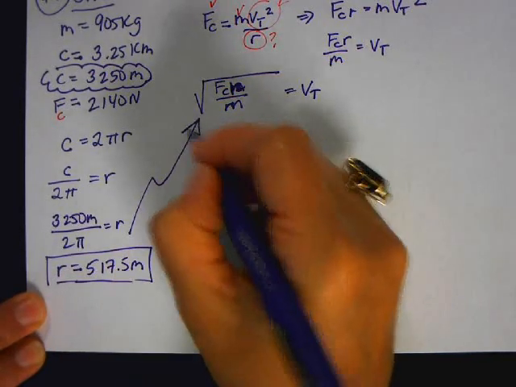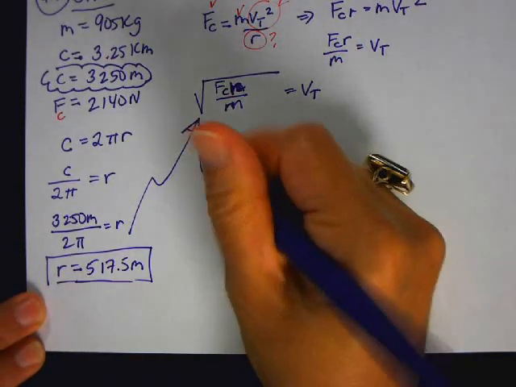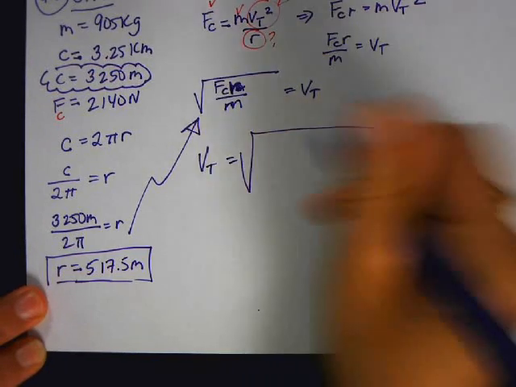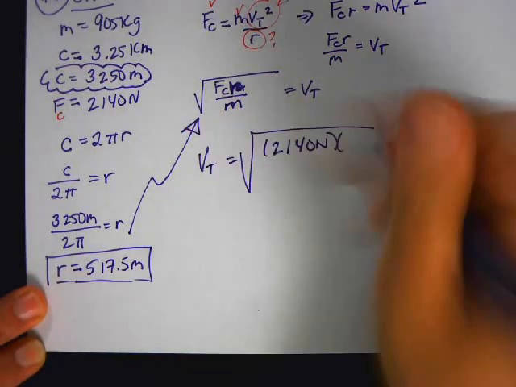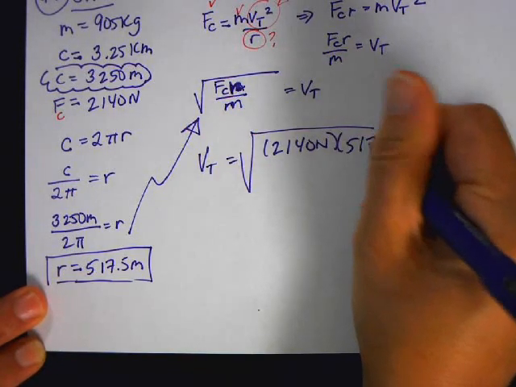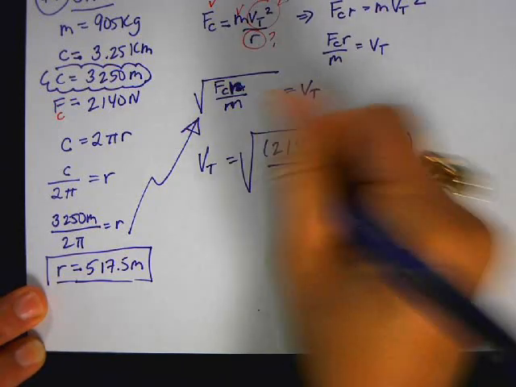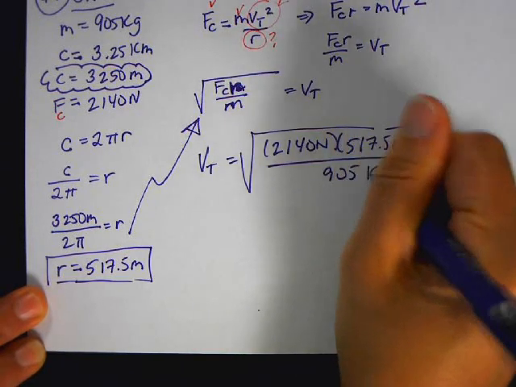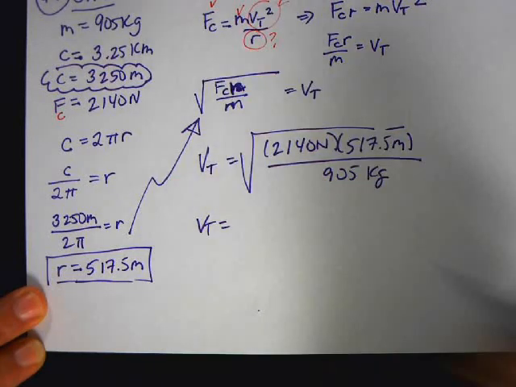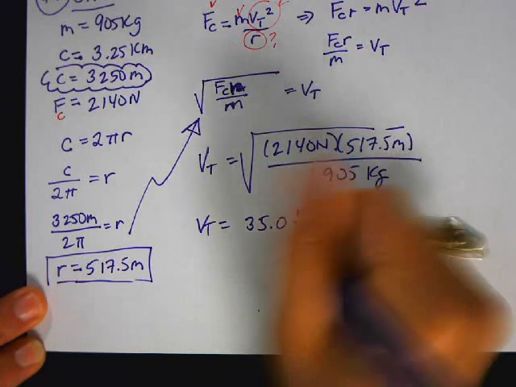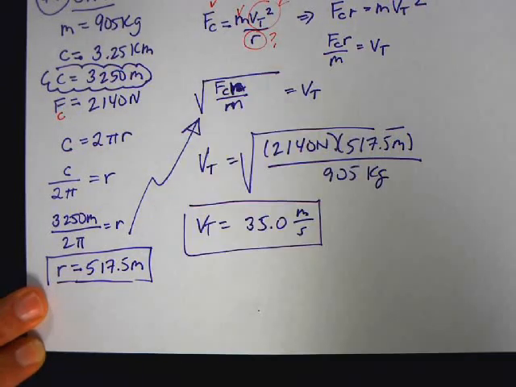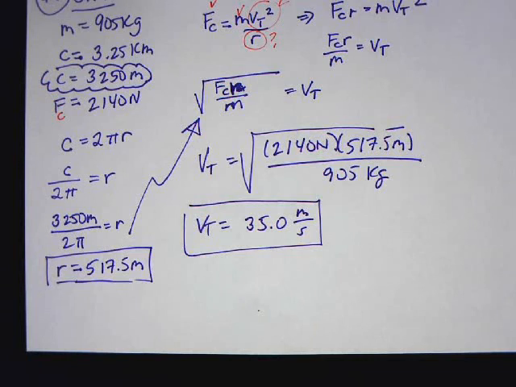And then I will substitute that up here. So the tangential speed is equal to the square root of the centripetal force, 2140 newtons, times the radius, 517.5 meters, divided by the mass, which is 905 kilograms. And when I do that on my calculator, it comes out to be 35. But I want to check my units to make sure I didn't make a mistake, because when I carry my units through and cancel them, it checks my work.